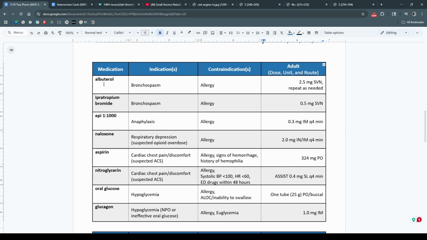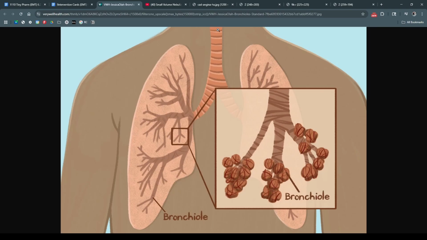So we start with a discussion on albuterol and ipratropium bromide, two medications given via small volume nebulizer to help people who are having bronchospasms. Now, I use this word intentionally, bronchospasm, because if we look at our airway here, we see a trachea into a carina, then into left and right bronchus or the bronchi, going down into bronchioles, and then ultimately terminating into alveoli.